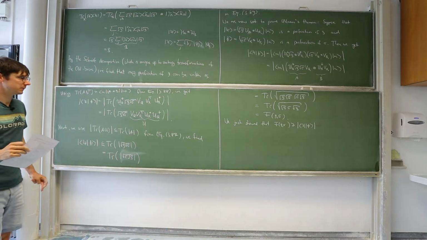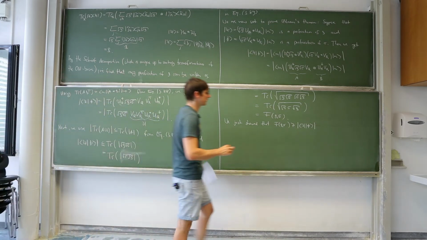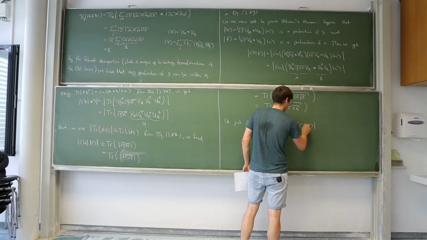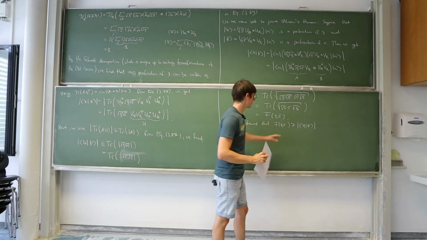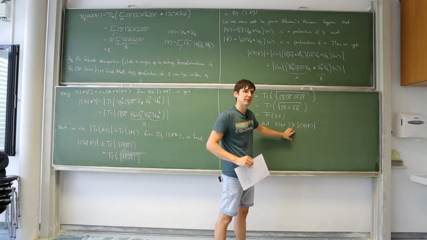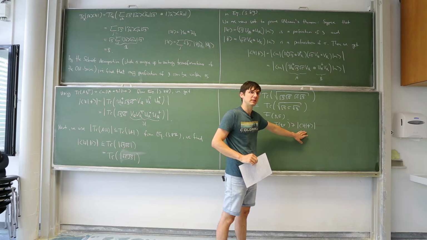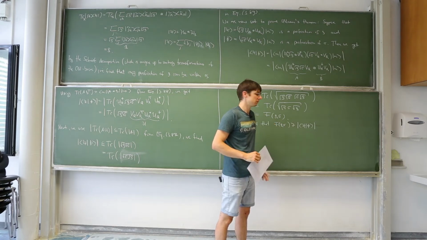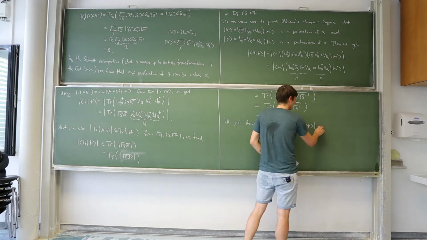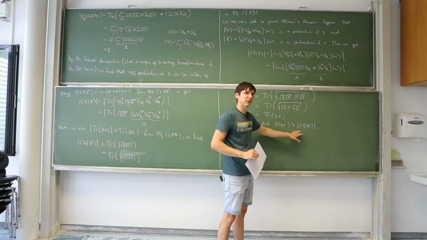And now we have to find, so we only proved this inequality, but Uhlmann's theorem states that the equality holds for a maximization over the right-hand side. Okay, and now let's see whether we can find such a purification, such that we have equality.